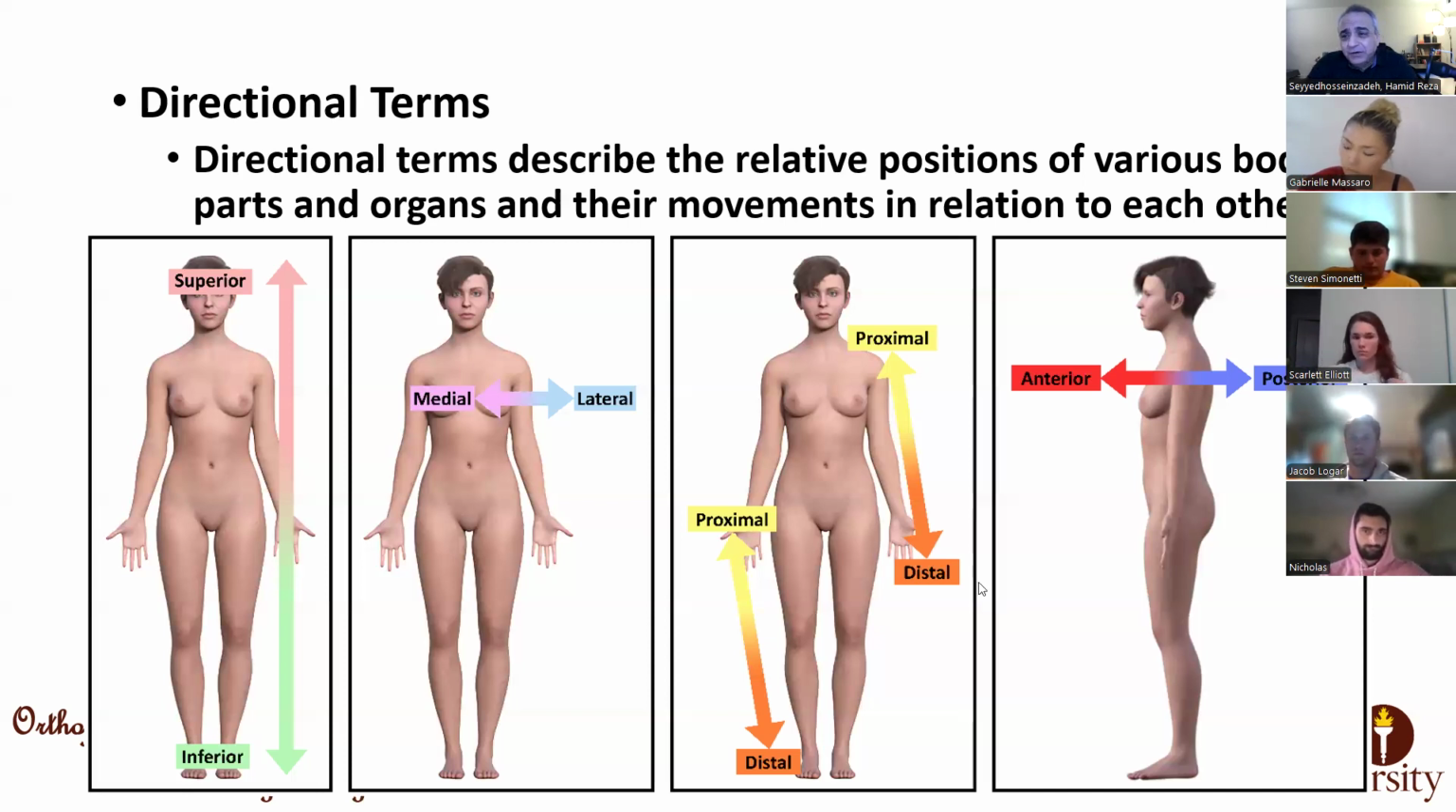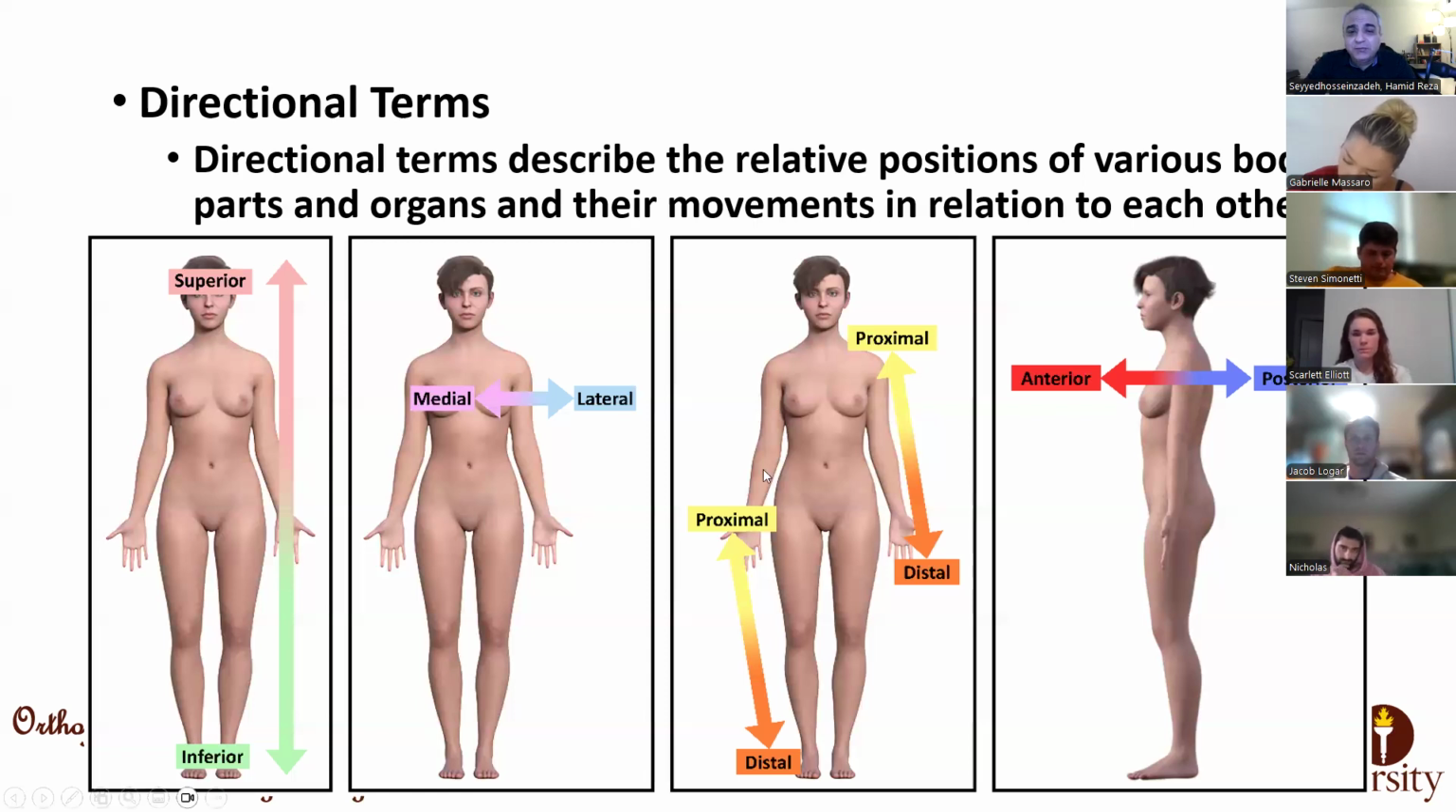For example, here, anterior and posterior is the same. Anterior means toward the front, posterior means toward the back. You don't say front and back in medicine. You say anterior and posterior. If something is in front, it is anterior. Something in the back, it is posterior. So try to make your ear familiar with this word.